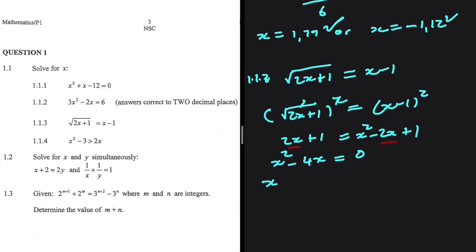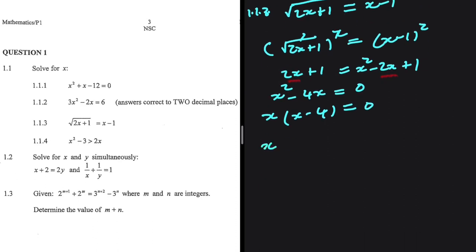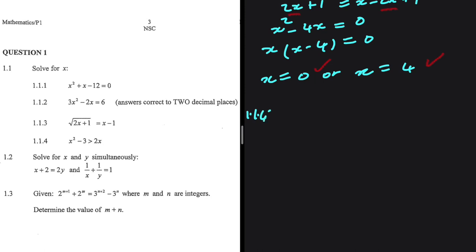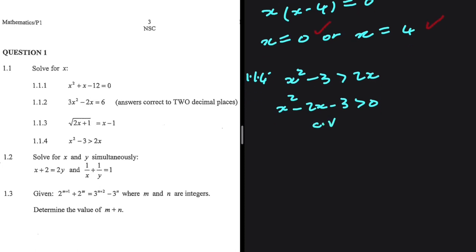We can take x as a common factor. We're going to have x times x minus 4 being equal to 0. In this case, it's either x is equal to 0 or x is equal to 4. Let's do 1.1.4. So in 1.1.4, we have x squared minus 3 being greater than 2x. So if we take 2x to the left hand side, we're going to get x squared minus 2x minus 3 being greater than 0. Let's go ahead and find our critical values.